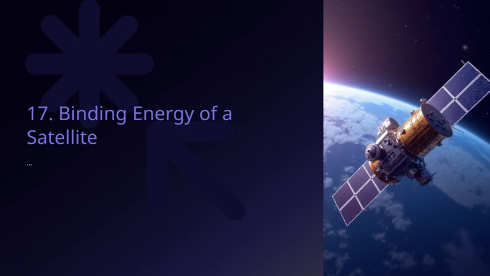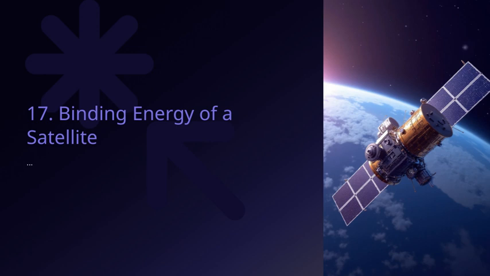This concept is important because it helps us understand the stability of the satellite's orbit. A higher binding energy means the satellite is more securely bound and less likely to escape or fall back to Earth. Conversely, if the binding energy is low, small perturbations could cause the satellite to drift away or re-enter the atmosphere. Connecting this to the overall theme, understanding binding energy is crucial for satellite design and mission planning.